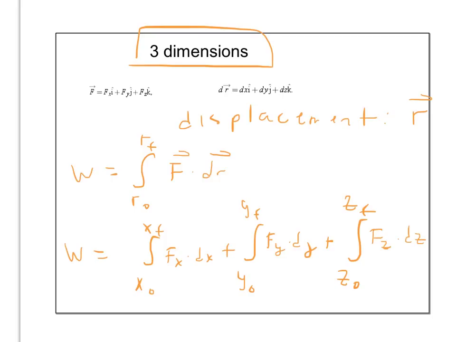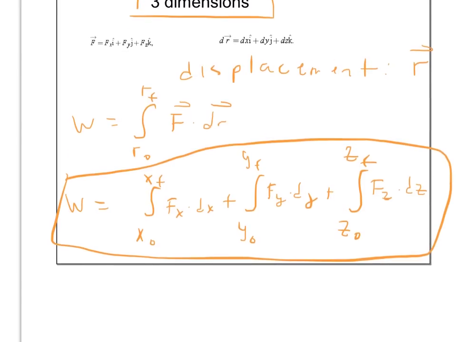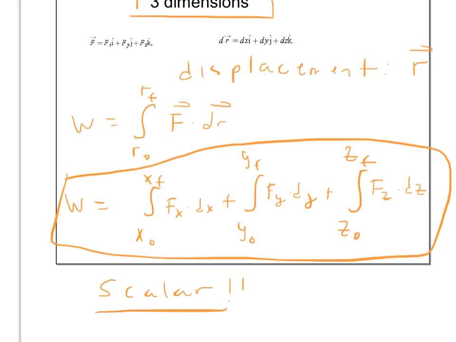And the important thing to remember is that this work done in 3 dimensions results in a scalar. So it's going to tell us something about the change in the velocity, but it won't really tell us what change, the change in which direction. And so that's it for now.